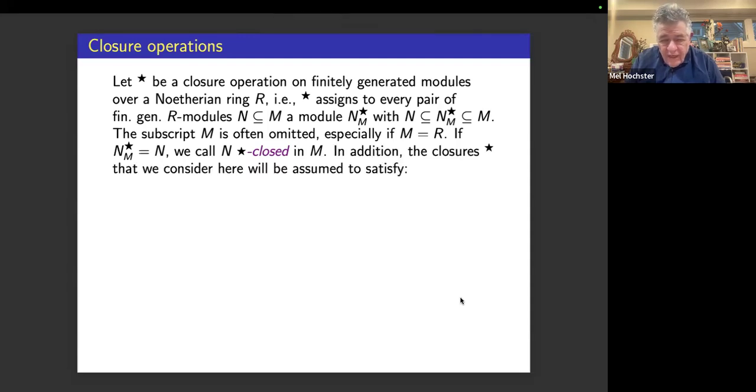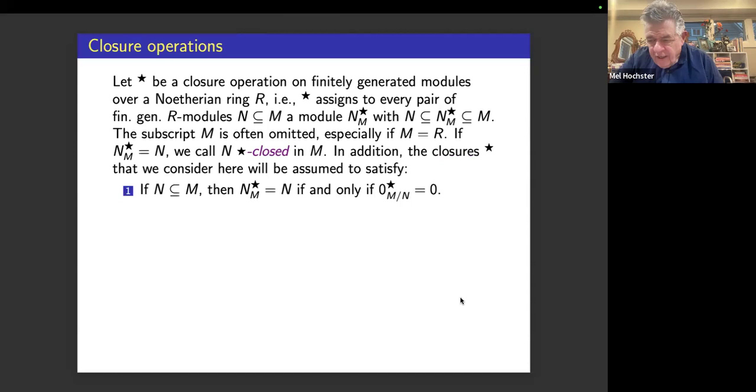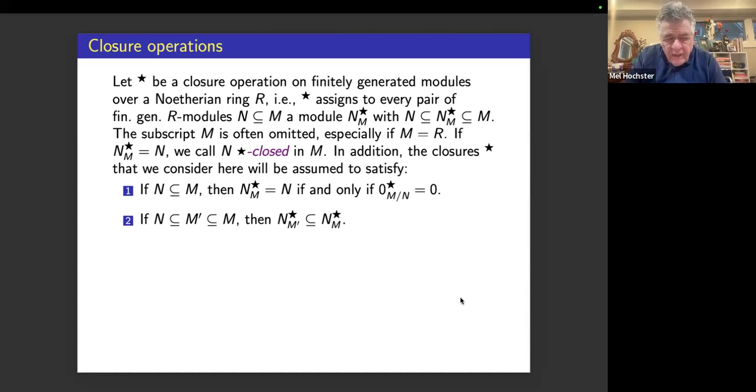So here are the three conditions. First, a module is equal to its closure if and only if 0 is closed in the quotient. This is true of tight closure and many other closures. Second, if you enlarge the ambient module from M prime to M, with the submodule staying the same, the closure only gets bigger. And the third condition is that if 0 is closed in each of two modules, then it's closed in their direct sum. Those are all things that are satisfied by tight closure, and actually by a lot of other closure operations.